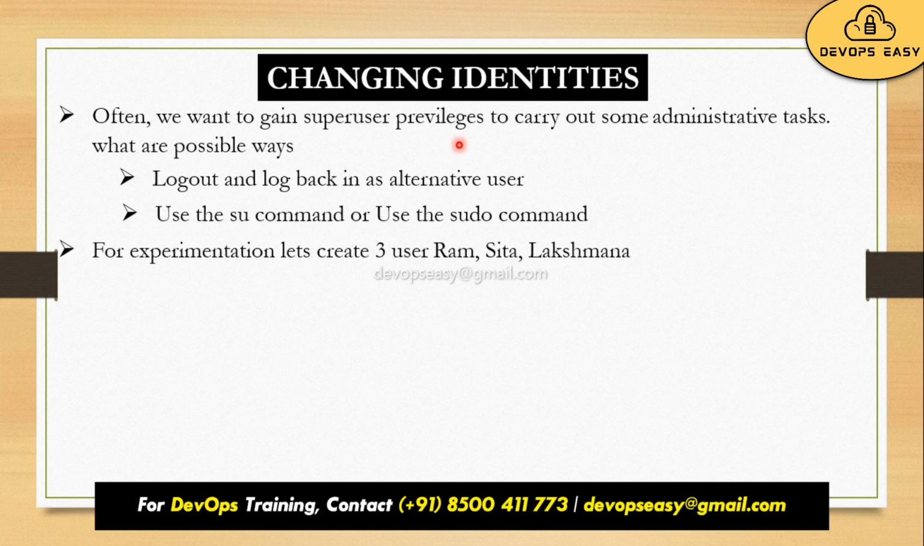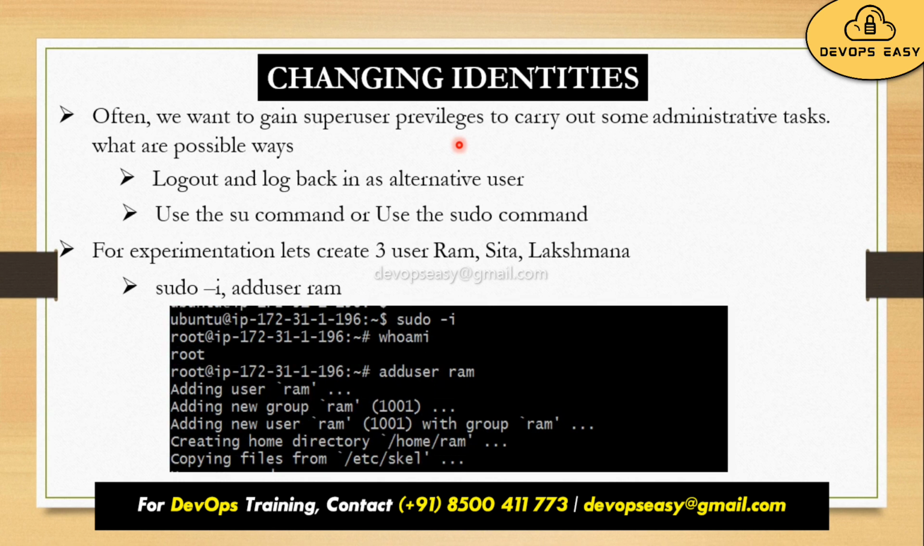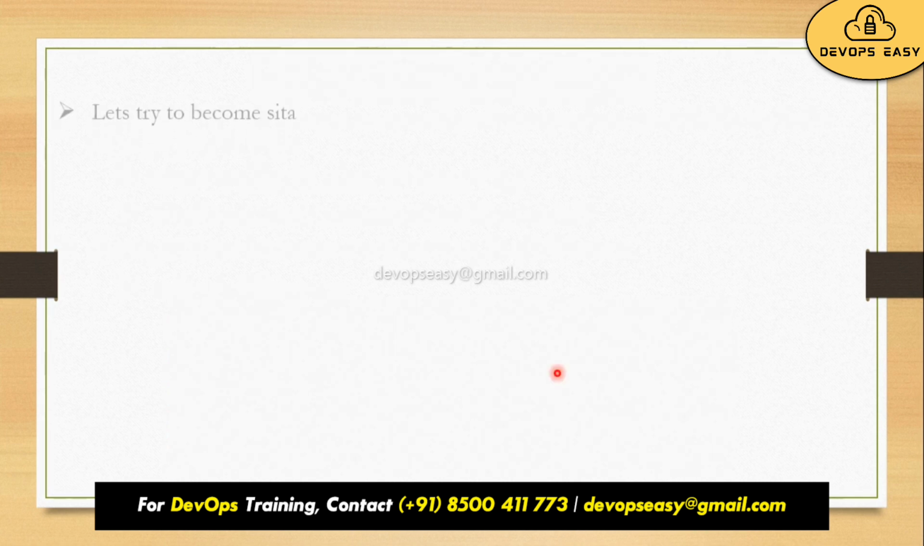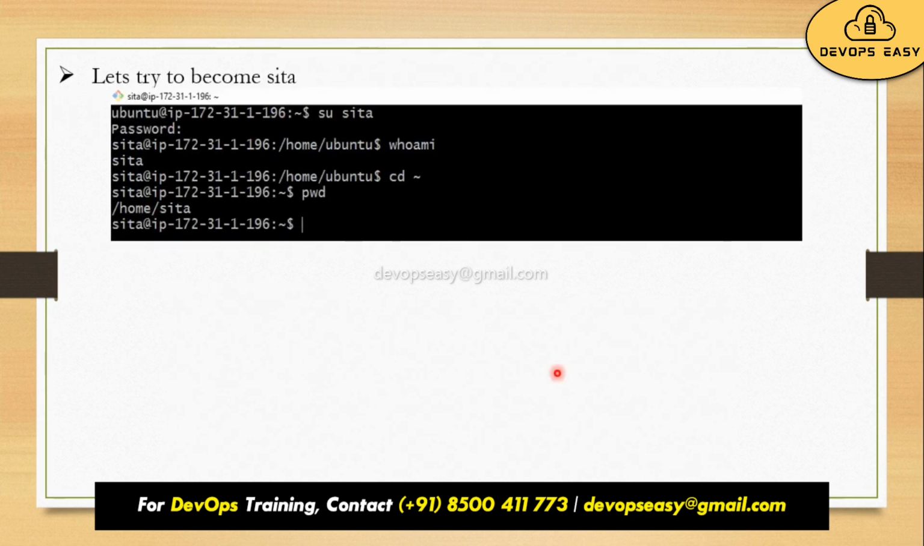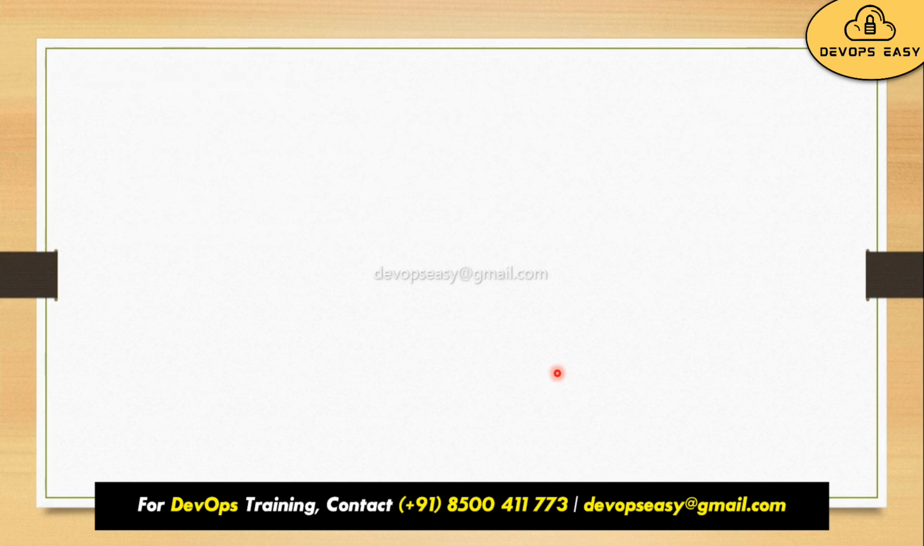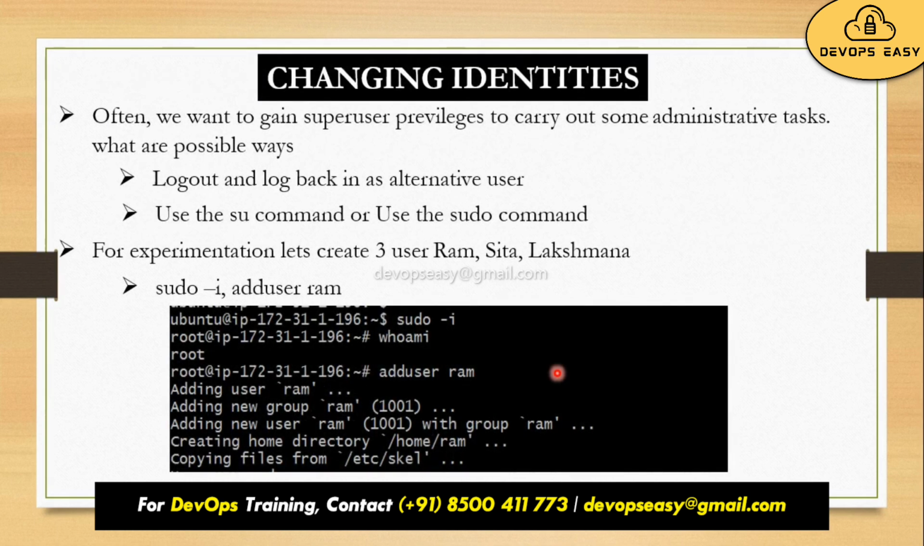So for experimenting, let's create 3 users: Ram, Sita and Lakshmana. First you need to go as a root user: sudo -i, then if you enter whoami, it shows the root user. Then adduser Ram will add the user. It will ask for a username and password, so try to give them. I have given only one snippet, so try to create Sita and Lakshmana as well.